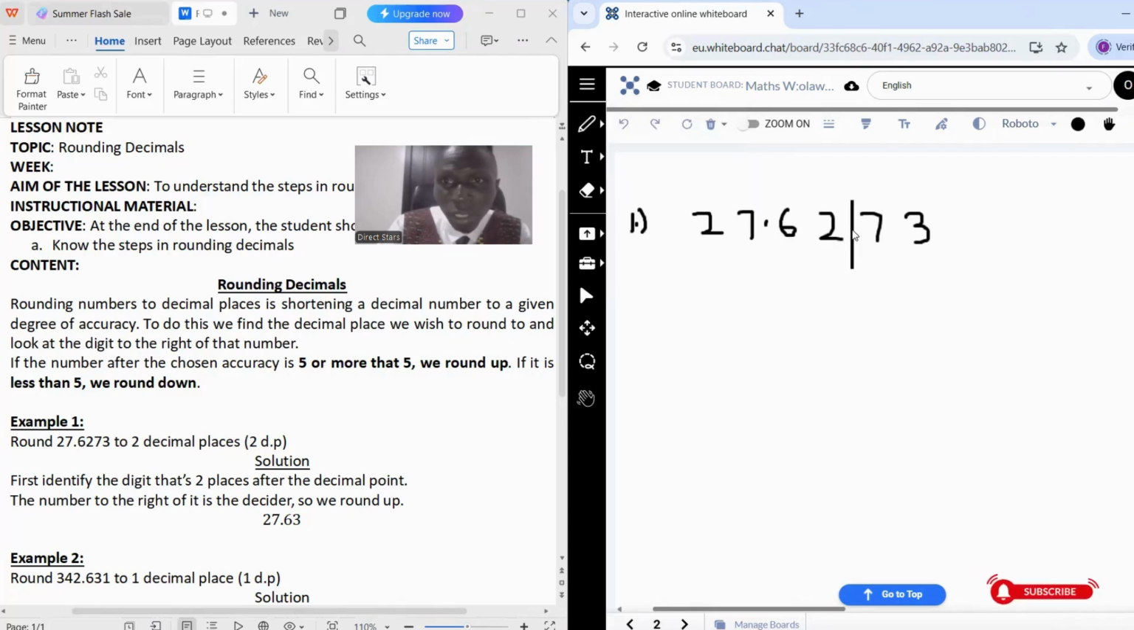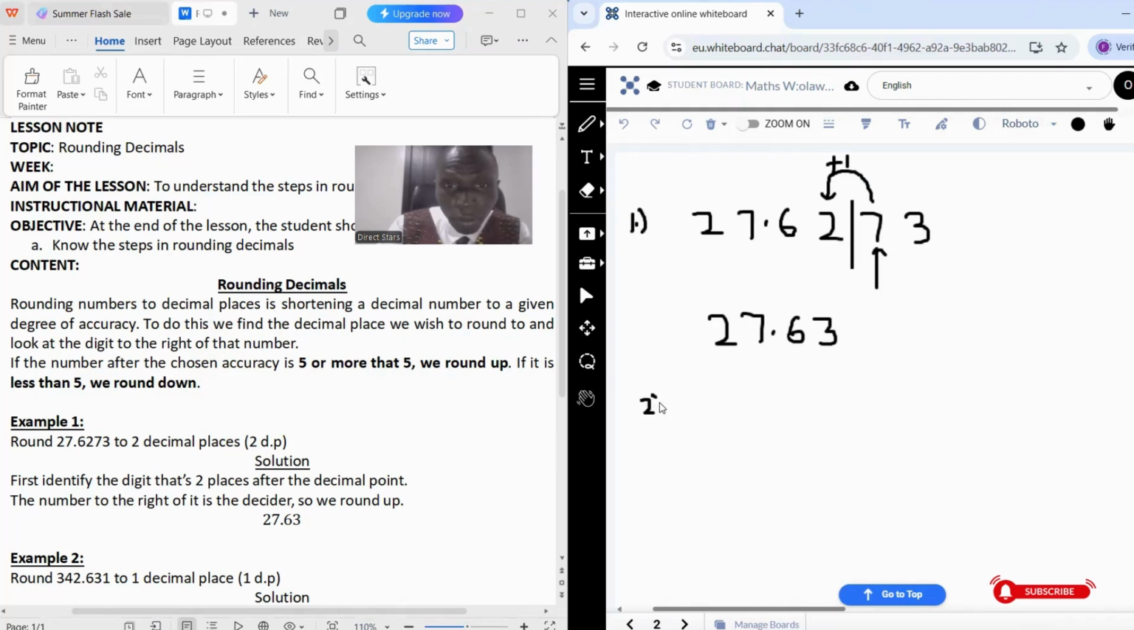Then looking at the number that is next after the bar, that's the decider. And if you look at this 7, it is more than 5. So meaning that we have to add 1 to this 2. So we're going to have this to be 27.63. So rounding 27.6273 to 2 decimal places, we're going to have it to be 27.63.